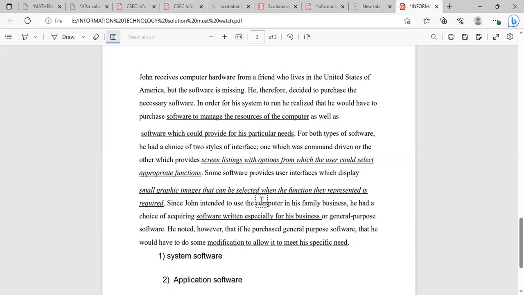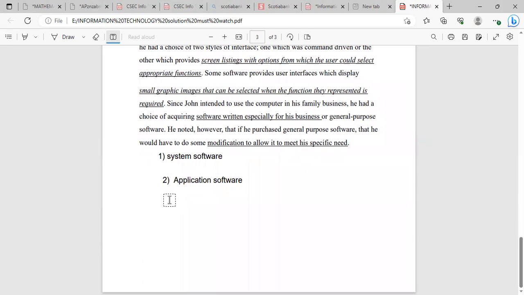All right, let's look at the next one. It says, for both types of software, he had a choice of two styles of interface, one which was command-driven or the other which provides screen listing with options from which the users could select appropriate functions, and that would be menu. So 3 would be menu.